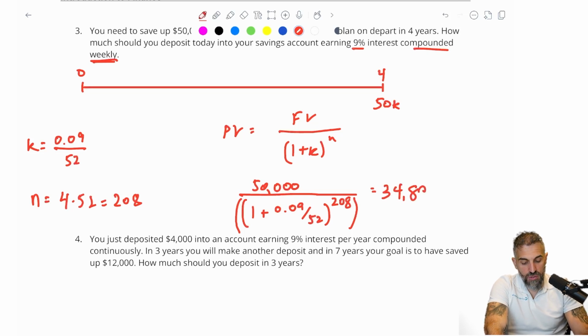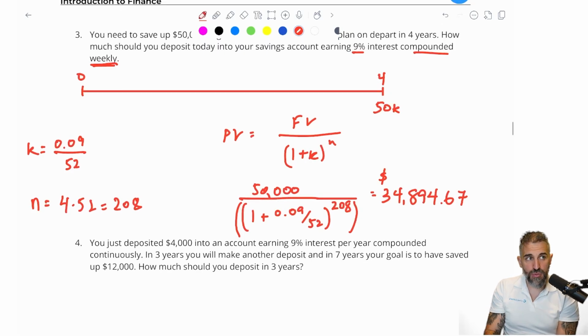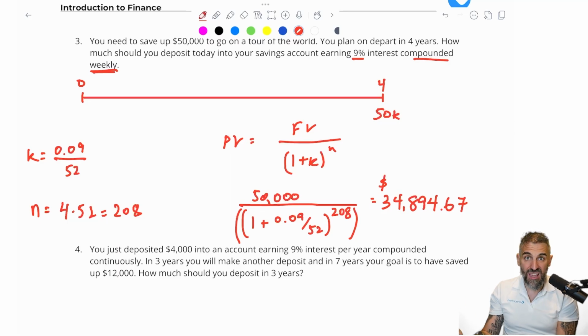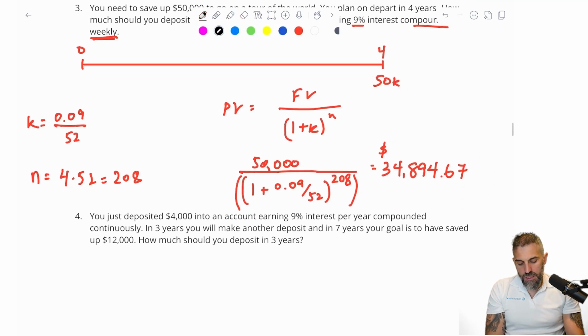34,894. So just to make sure you understand what you just found, very, very simple. If you deposit $34,894.67 today into your account, and that account earns 9% interest compounded weekly, the interest you gain will take you from 34,000 to 50K. You will reach $50,000 exactly in 4 years. This here is the present value of this future value. Okay. Let's do another one.